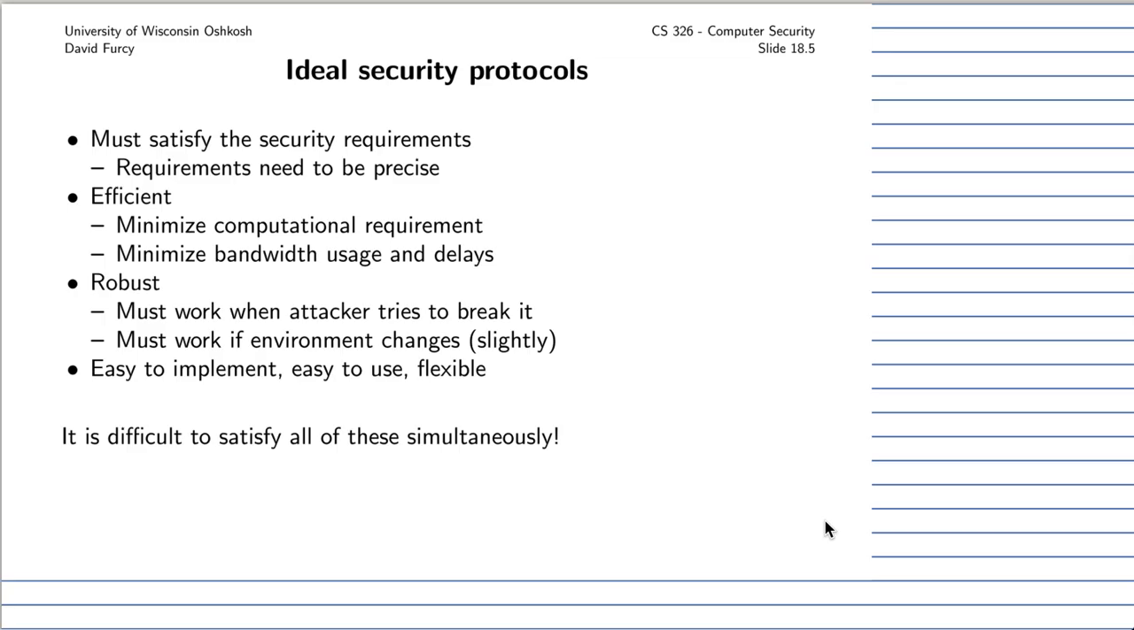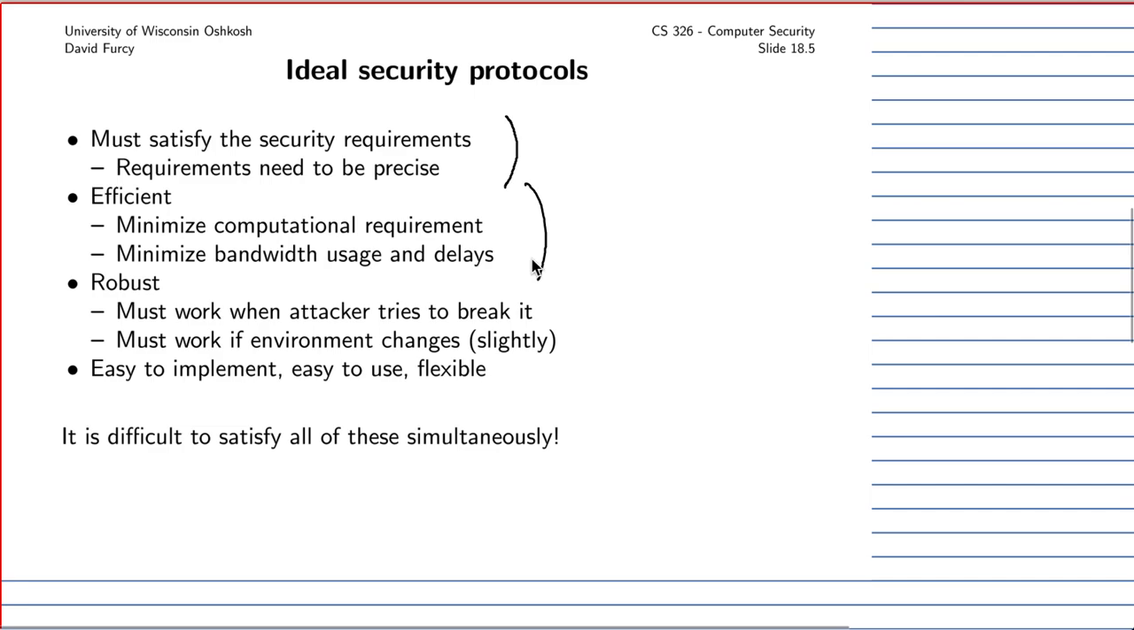Well, first, it must have very precise requirements, and it must meet the requirements that are set forth. This is the assurance part of the equation that we don't talk much about in this class. Also, the protocol must be efficient in the sense that it must not overwhelm the system either by having too high computational requirements or too high bandwidth usage. So you don't want to slow down the whole system just for the security protocol.